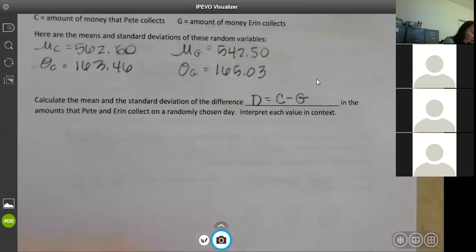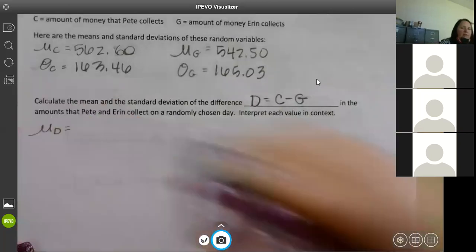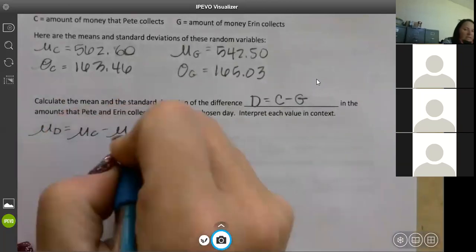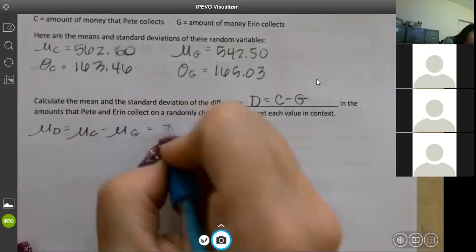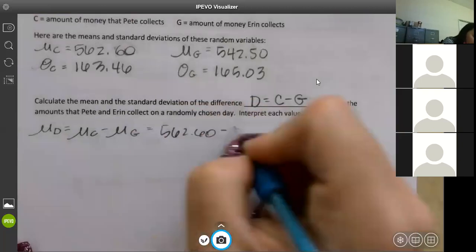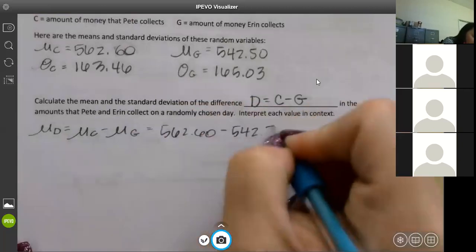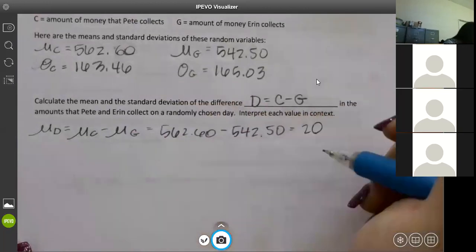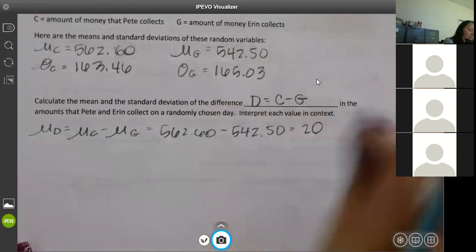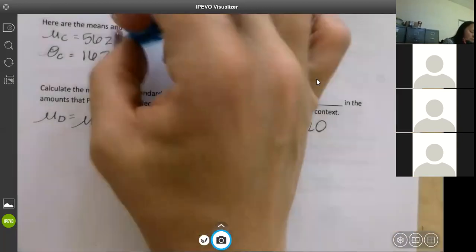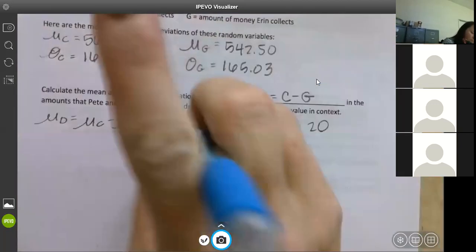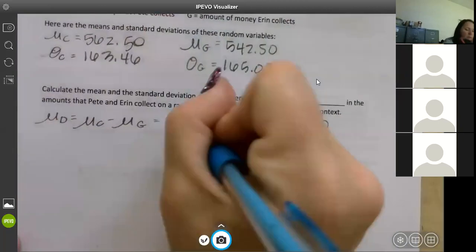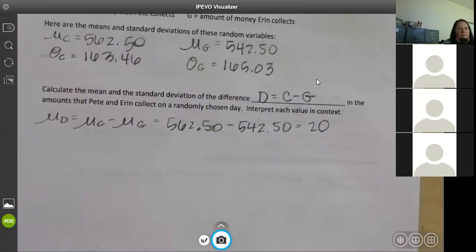So the first thing that we want to do is find the mean of D. How do we do that? Mean of C minus mean of G. Mean of C was 552.60, G was 542.50, which gives you a mean of $10. I did screw this up. I'm sorry, y'all. Don't hate me. I just rewrote it wrong.